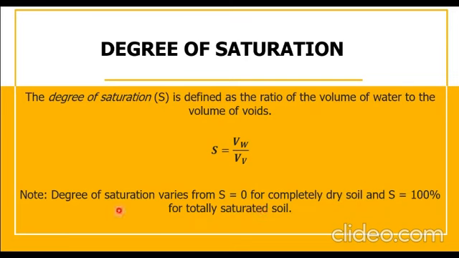So if it's completely dry, volume of water will be 0, so 0 over volume of voids will be 0. That's why if it's completely dry soil, S is equal to 0. And if it's completely saturated, volume of voids will also be equal to the volume of water because, again, the volume of voids is totally occupied by the water. That's why the volume of voids will be equal to volume of water and S will be equal to 100%.